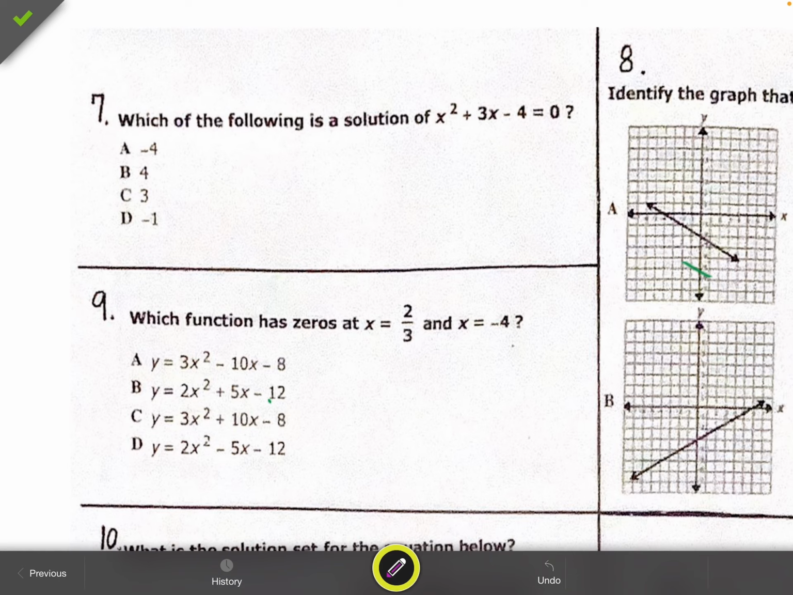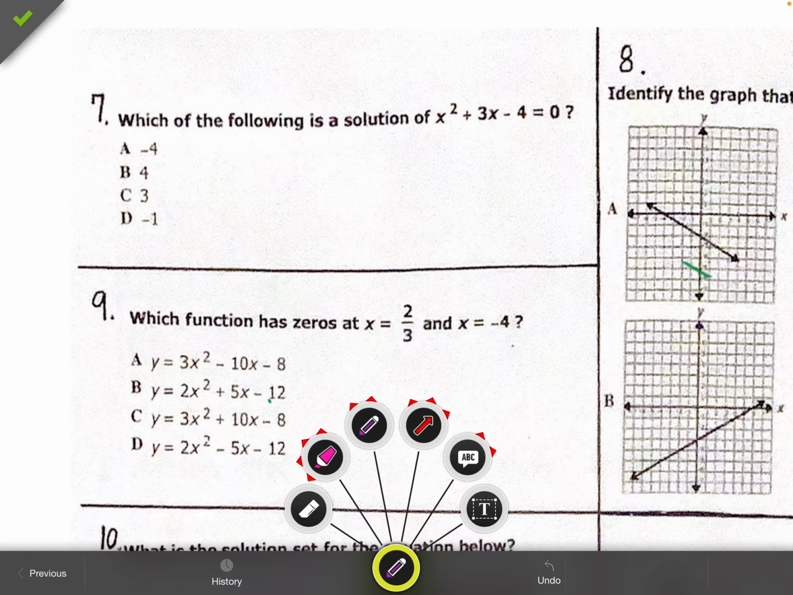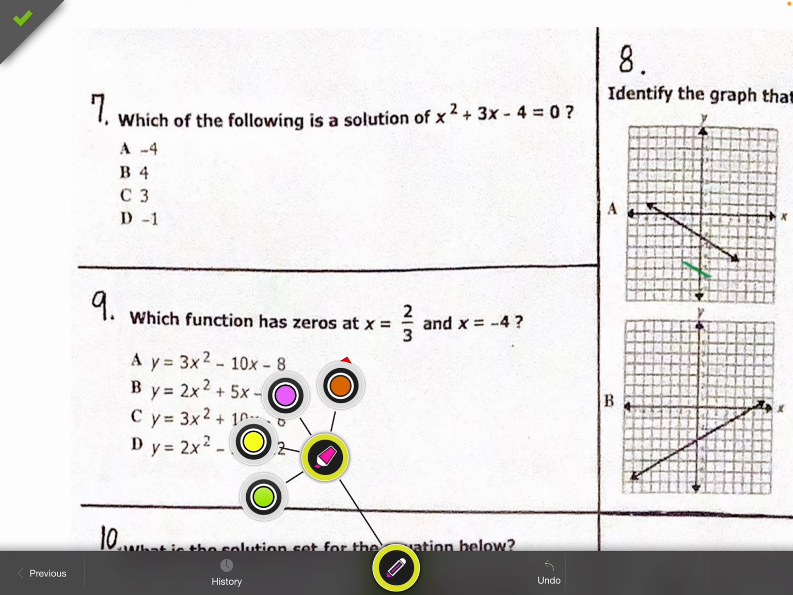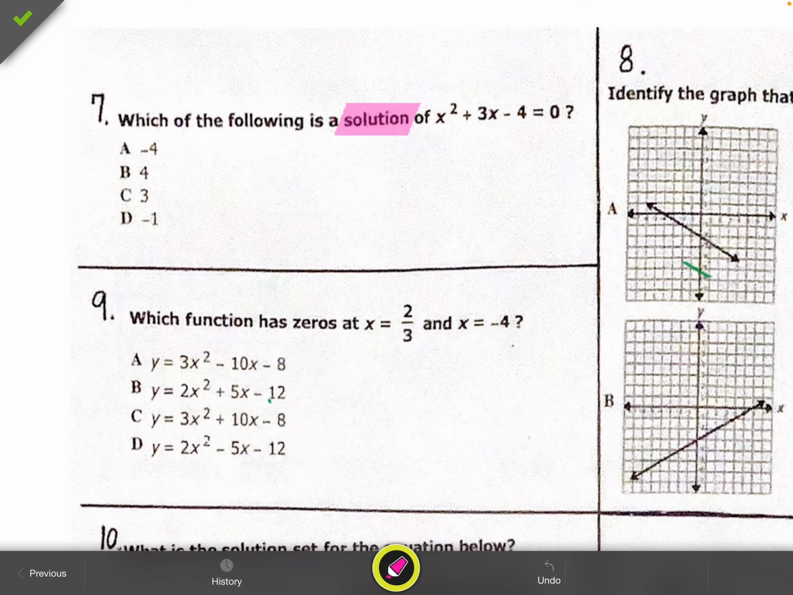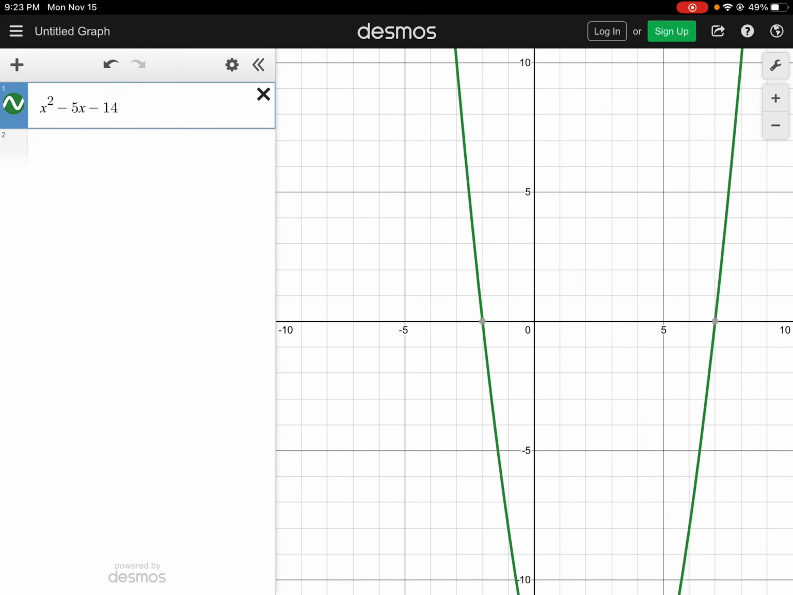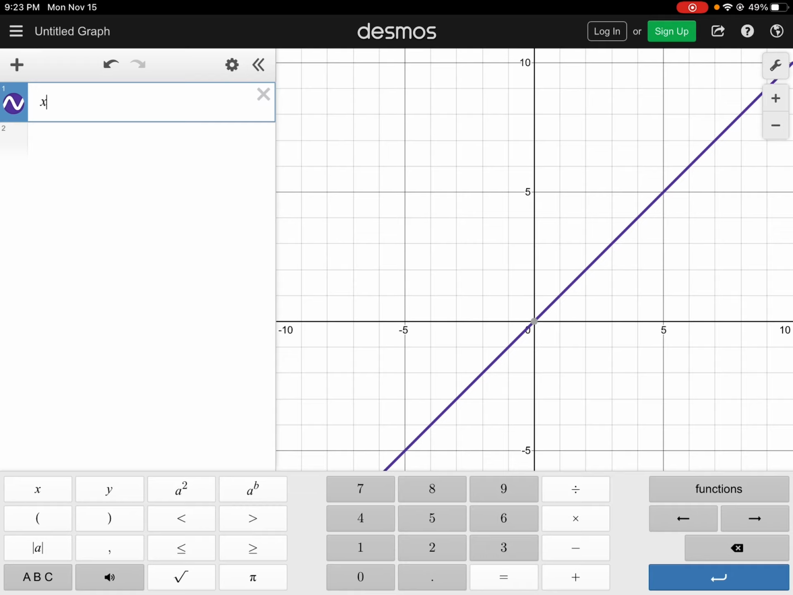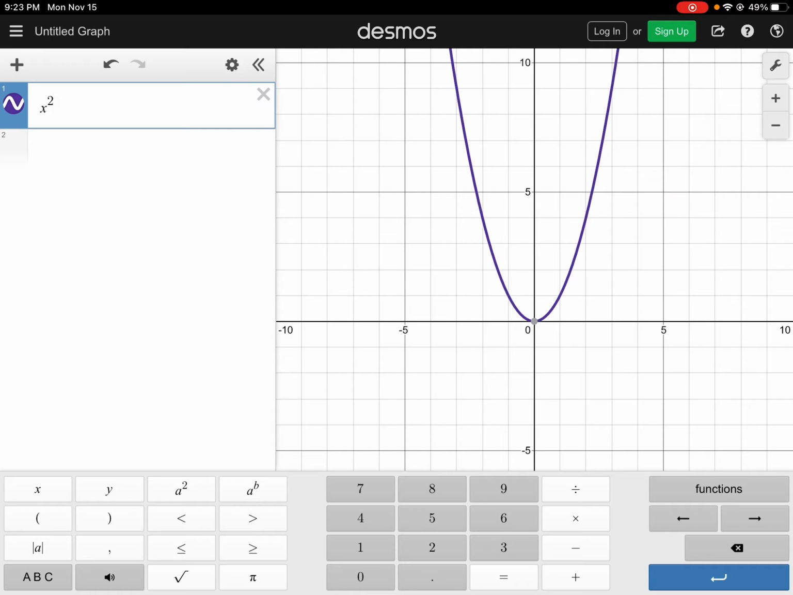Which of the following is a solution of x squared plus 3x minus 4 equals 0? Again, keyword. Tells you what to do right there. That's why you memorize that list, those 5. So notice they're only giving you 1. It's a quadratic, so it might have 2. Type it into Desmos. No equals. x squared plus 3x minus 4.